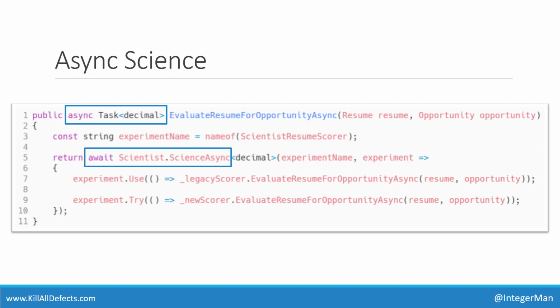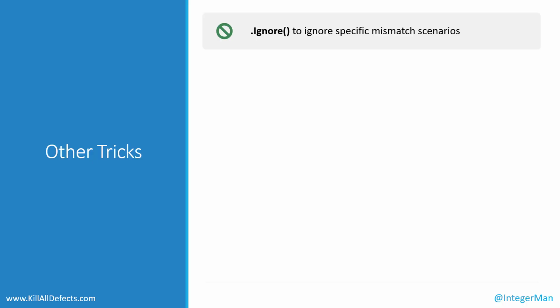So we need to do science async for this instead of just science, and then everything else pretty much just works the way you would expect it. So let's talk about some high-level other tricks you can do with Scientist.net. If you're curious about these, you can read more about that in their online documentation.